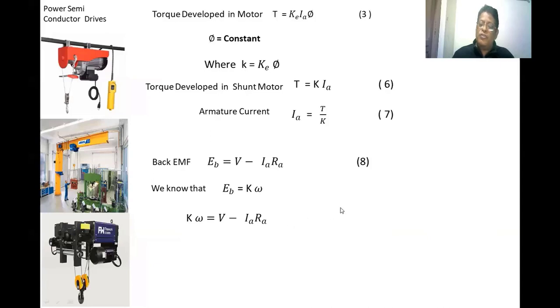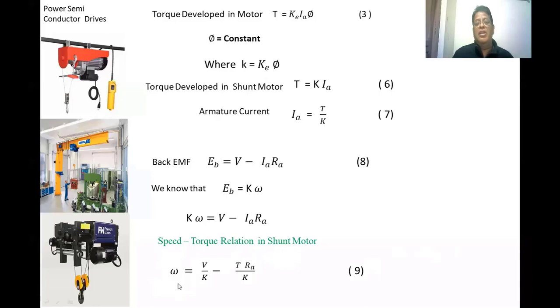Now we want to find the speed, because we want the relation between the speed and the torque. So omega equals V by K minus, in place of Ia, we substitute equation 7, Ia equals T by K. So we get T into Ra by K. This is the final expression for speed versus torque in a shunt motor, where the flux is constant.